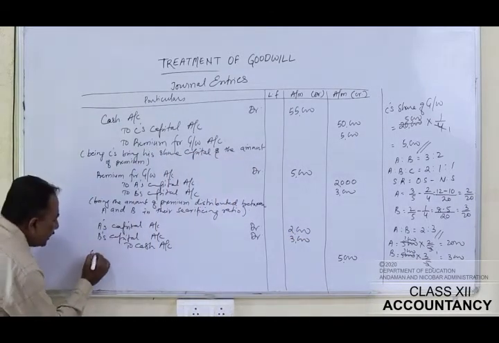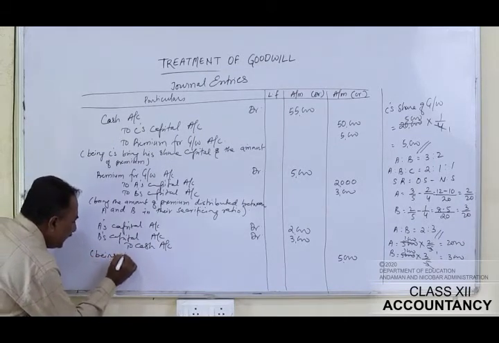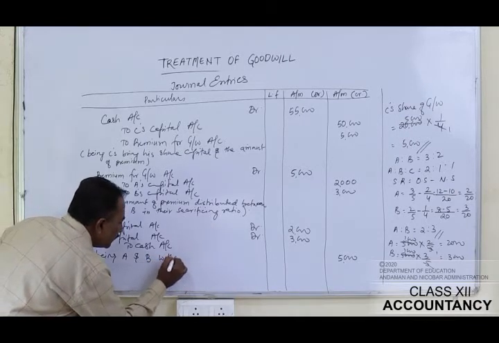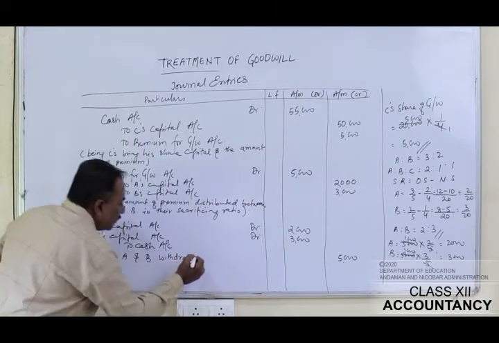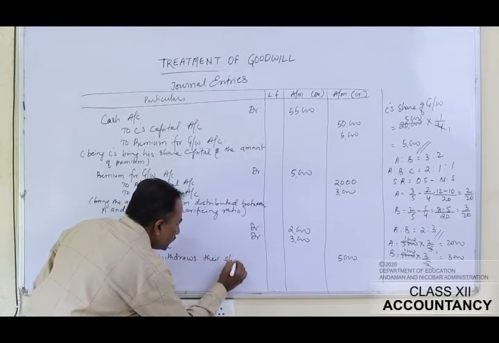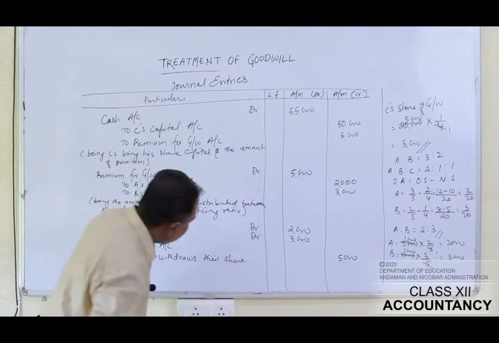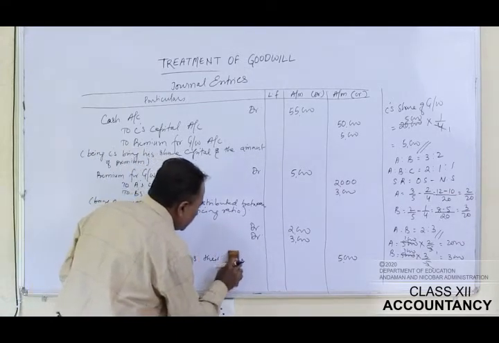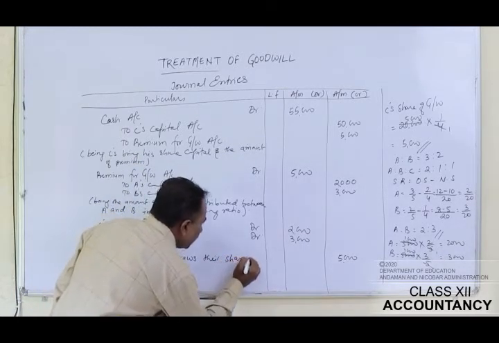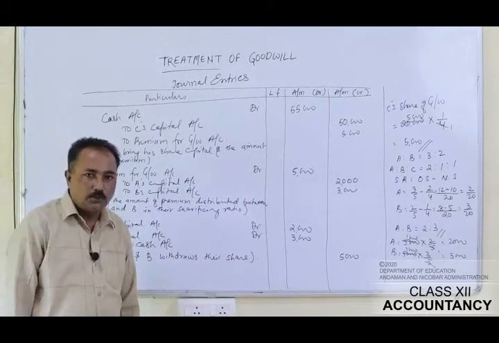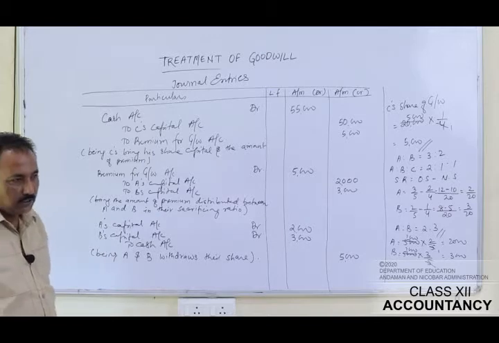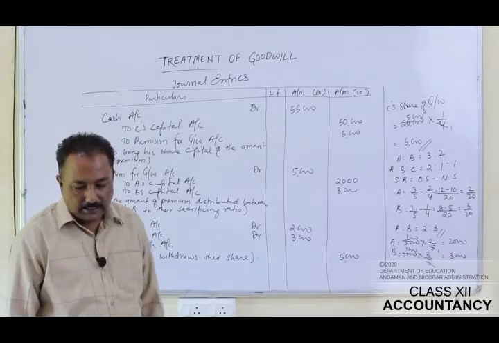Now you have to write down the narration, being A and B withdraw their share. So these are all the three general entries that you have to pass for this question. Now let's pass on to the next case.